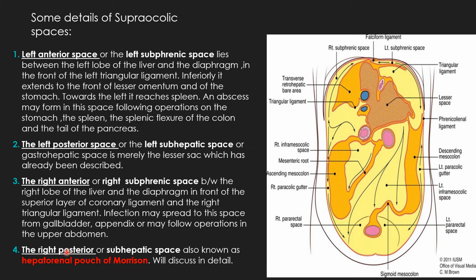Then we have the right posterior, or the right subhepatic space, also known as the hepatorenal pouch of Morrison. So you see, students, this space is known as the right posterior, or right subhepatic space, and this is also known as the hepatorenal recess, and also known as Morrison's pouch, and it is a very important thing to study, and it is important from your examination point of view as well, and we will study this in detail in the next slide.